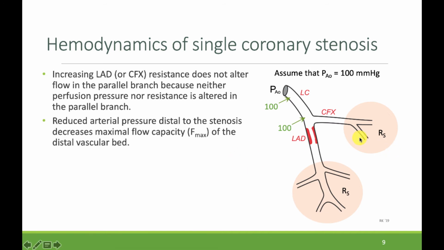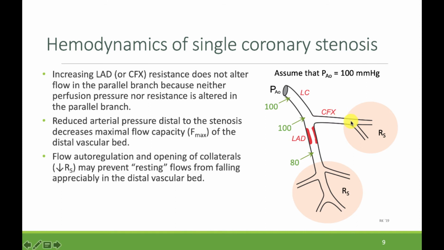However, this stenotic lesion in the LAD will reduce the pressure distal to the stenotic lesion, which I'm showing here to be 80 millimeters of mercury. So a 20 millimeter of mercury pressure drop is occurring. Well, this is reducing now the effective perfusion pressure for the vascular bed being supplied by the LAD. And this will reduce the maximal flow capacity of that region of the myocardium.